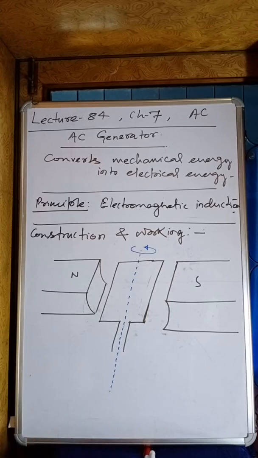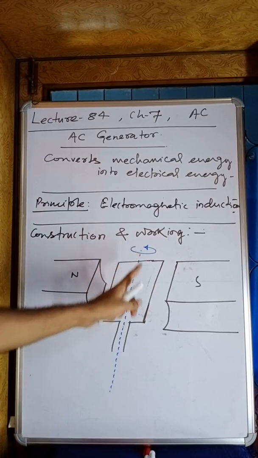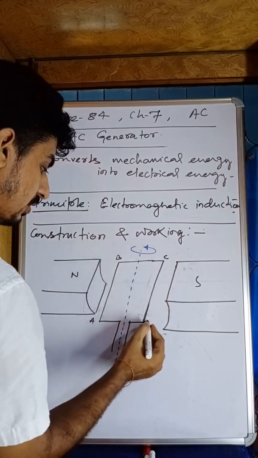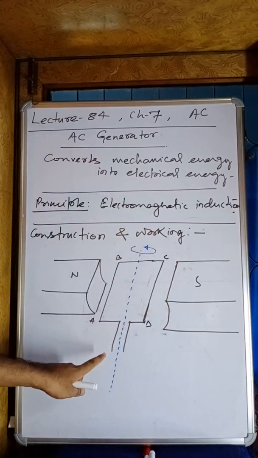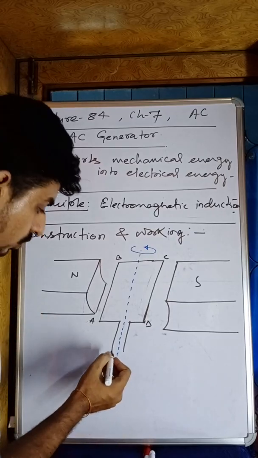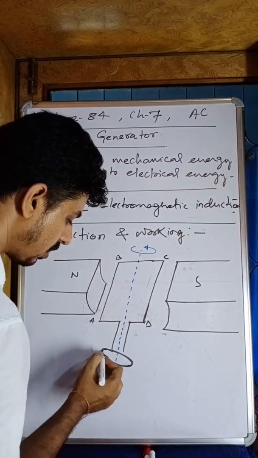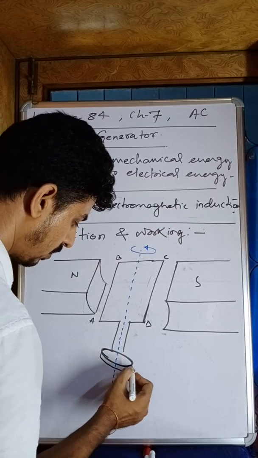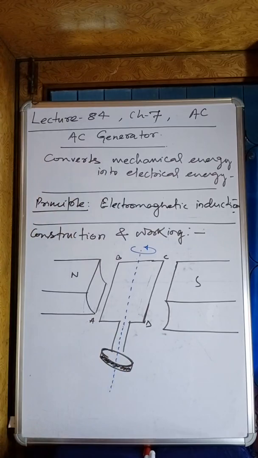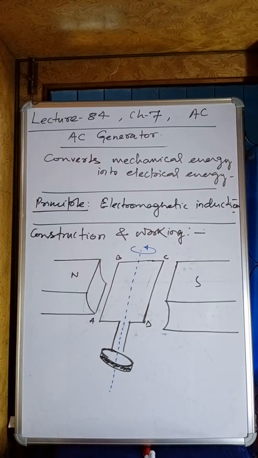Now, my dear friends, look at it. One end of this coil, this is the armature coil, A, B, C, D. The one end of the armature coil is connected with a ring. Alright, it is called a slip ring. So, it is connected with a ring. Let me draw here the ring. Okay. It is connected with this one end, it is very clear, connected with this ring.